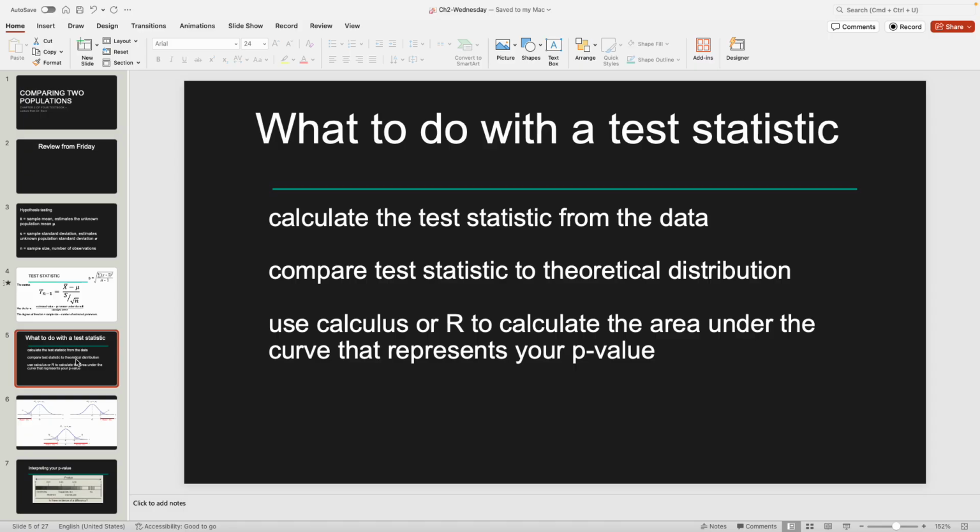So what do we do with this test statistic? Well, we calculate it with the data. We compare this test statistic to its theoretical value or distribution, and we use that to calculate a p-value. Because we know that according to theory, we should get a t-distribution. And that allows us to calculate the p-value using statistical software such as R or Python, which implicitly uses calculus to calculate the area under the curve.